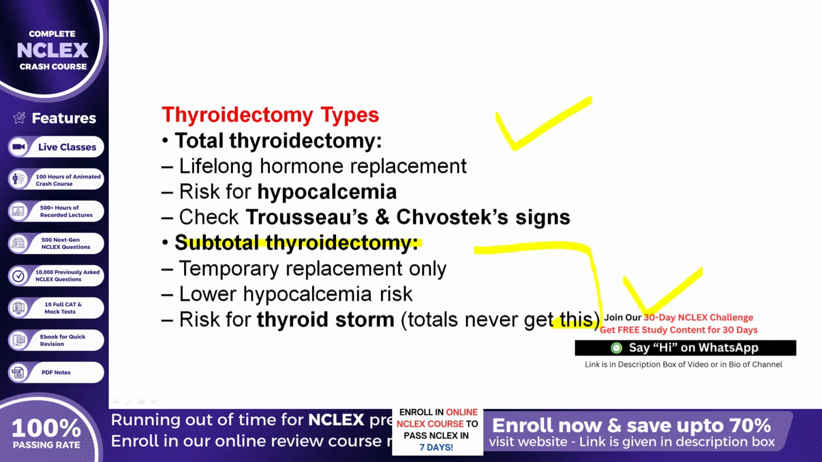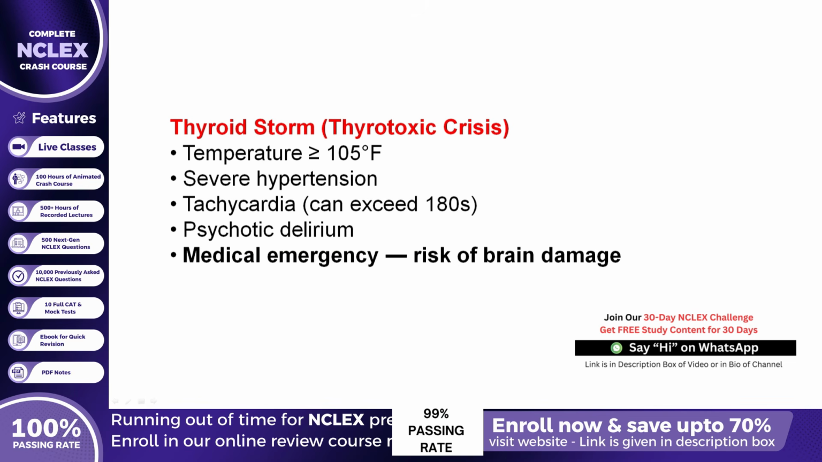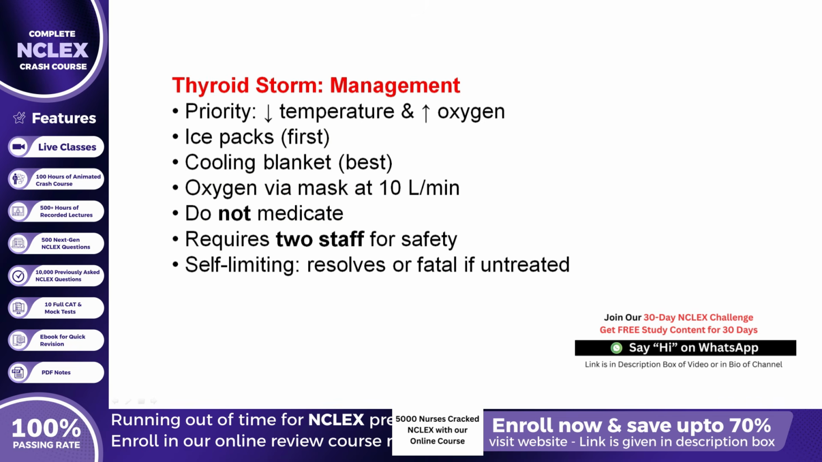As we now discuss thyroid storm, the first identifying feature is a temperature of at least 105 degrees Fahrenheit. Another critical symptom is severe hypertension. We also see tachycardia that can exceed the 180s. Additionally, psychotic delirium may occur, and we must emphasize that this is a medical emergency with a risk of brain damage. Finally, when we look at thyroid storm management, the priority is to decrease temperature and increase oxygen.